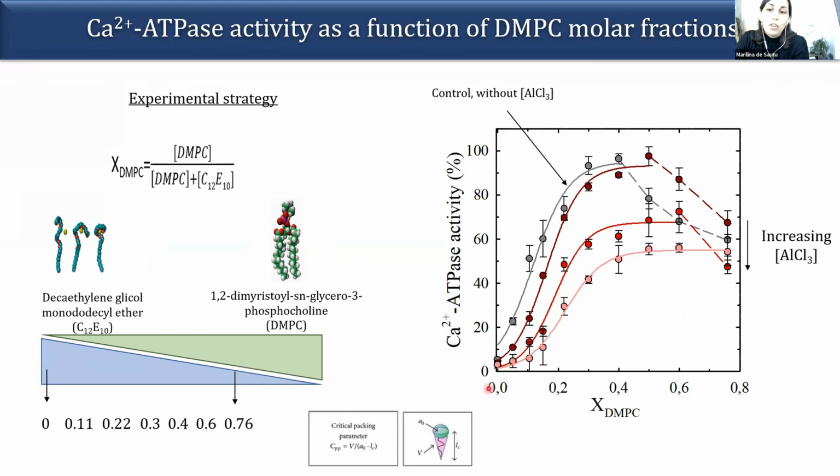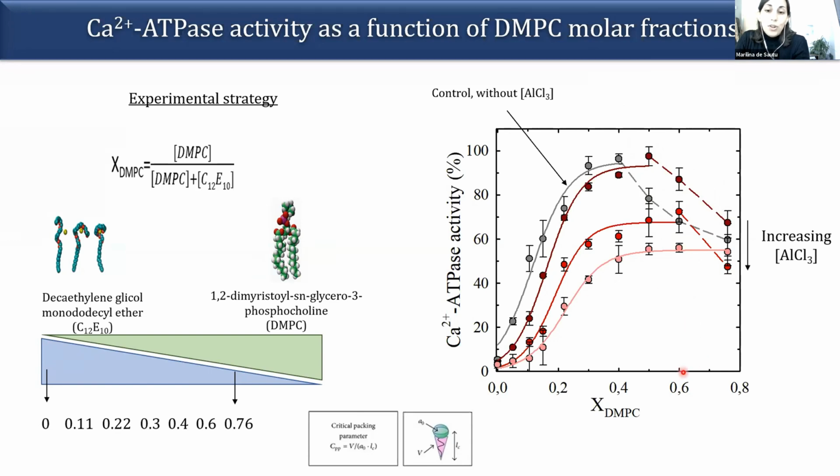Then, in the presence of aluminum, we saw two types of effects. At lower lipid concentrations, aluminum can inhibit the pump at all the concentrations that we tested. But at higher lipid concentrations, we saw that in the presence of aluminum, the decay in the activity that we saw in the control was shifted due to the presence of the inhibitor, and this was seen at all the concentrations that we tested. And in some conditions, in the presence of aluminum, the protein has more activity than the control.